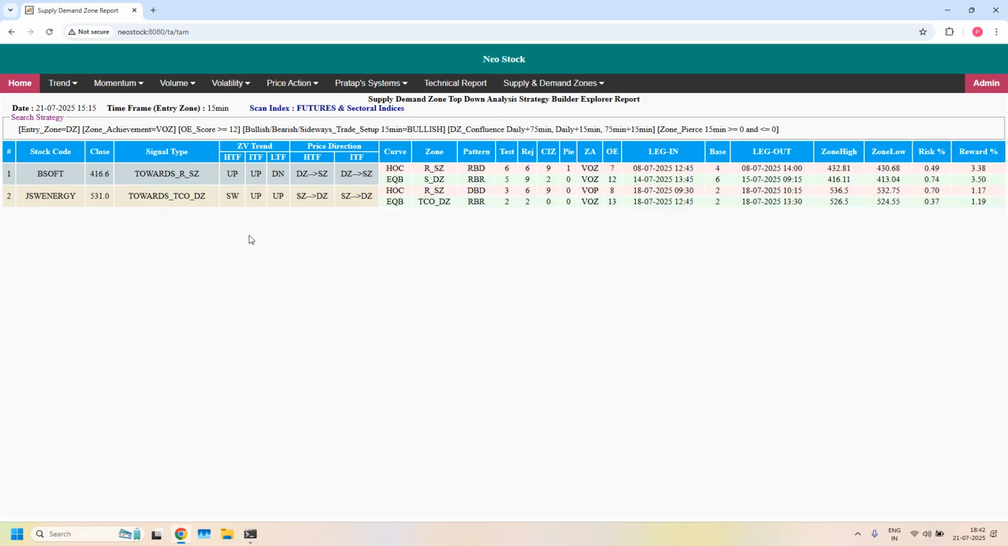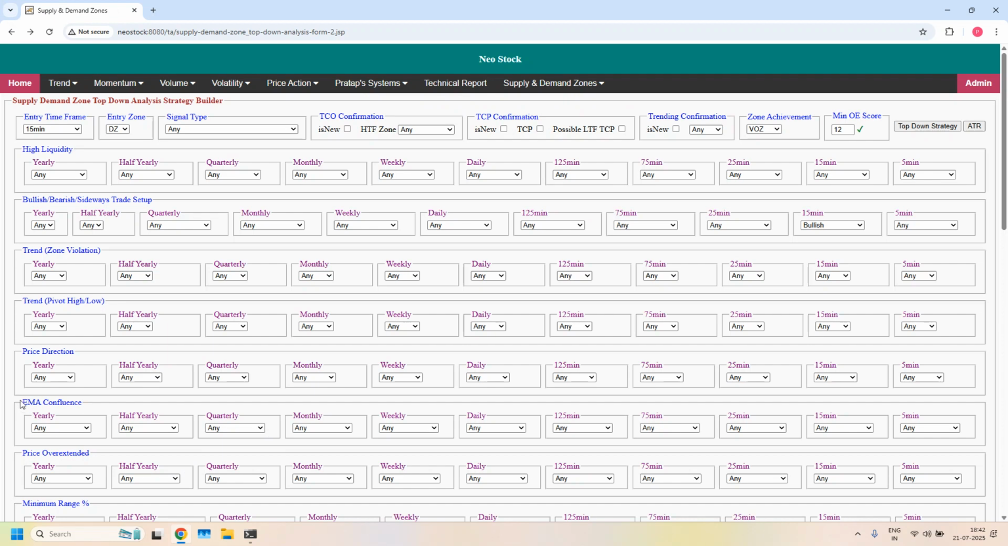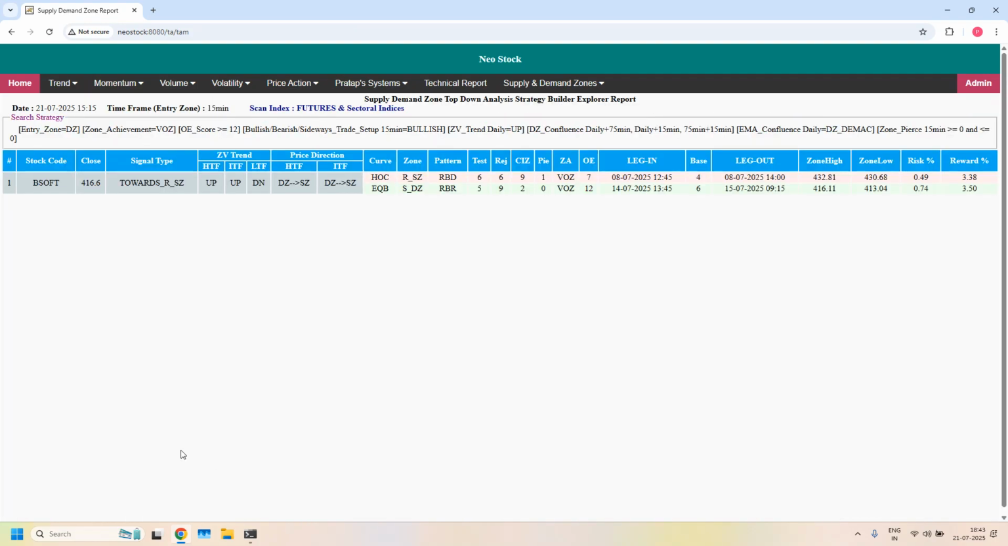HTF means daily. So let's check if this daily demand zone is having daily EMA or not. If that is the case, the overlapped 15 minutes demand zone might be having more high probability to get success. So in the EMA confluence, at daily time frame, we are checking daily demand zone having daily EMA or not. At the same time, trend on the daily should not be sideways. It can be up or down, but it is a bullish trade setup. I'm selecting up, bullish trade setup. Let's verify. One stock is filtered.